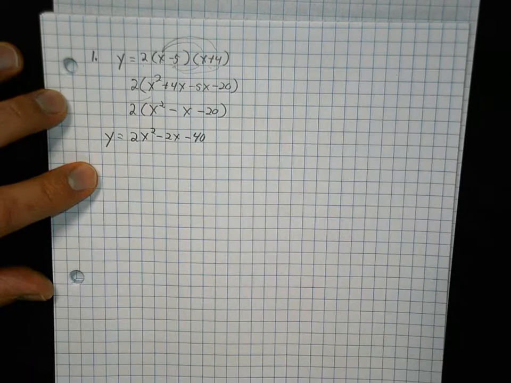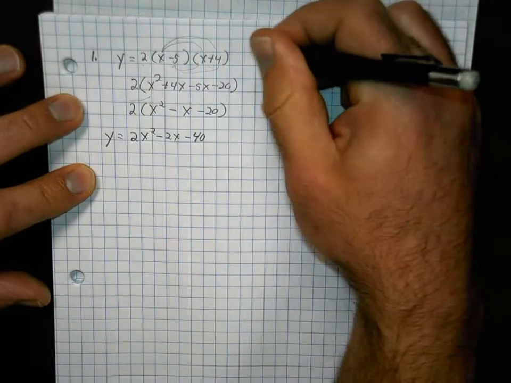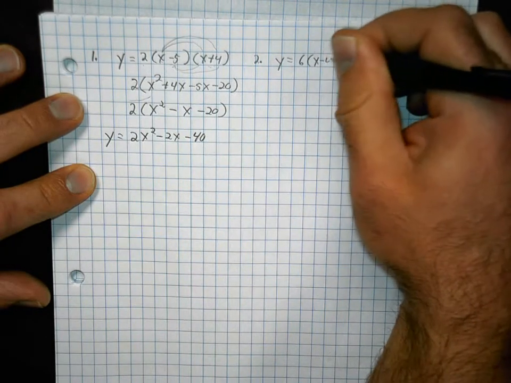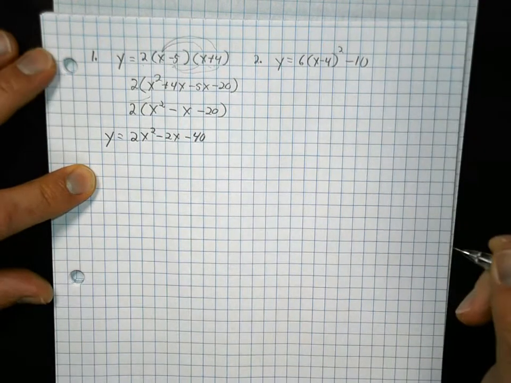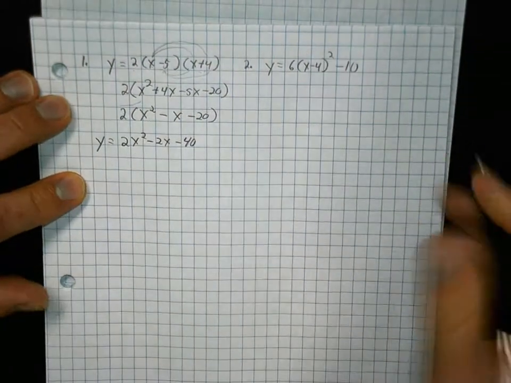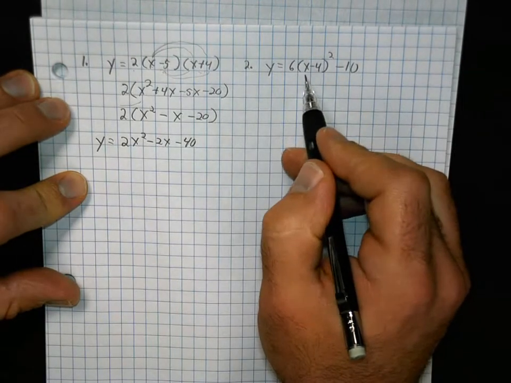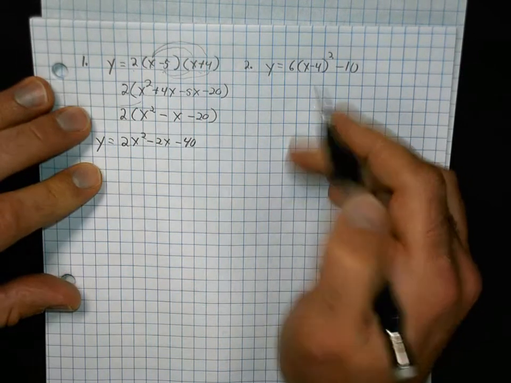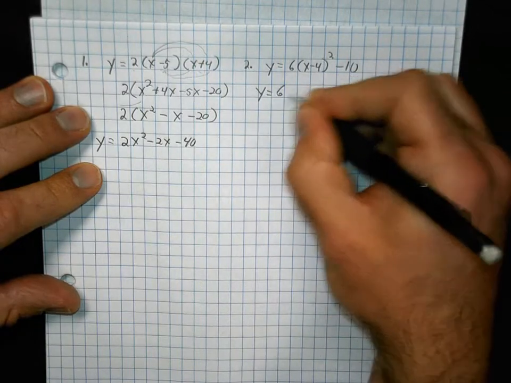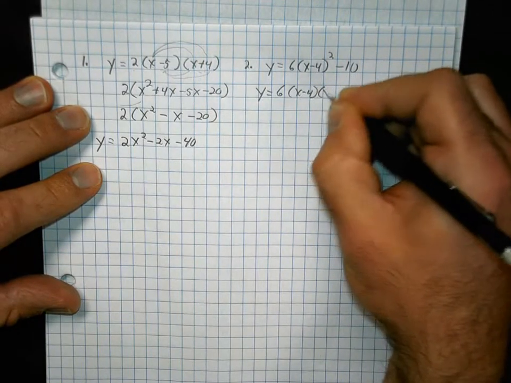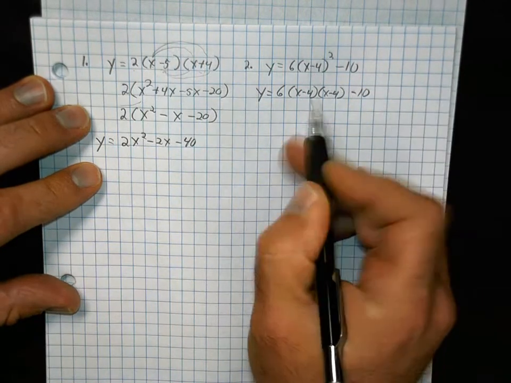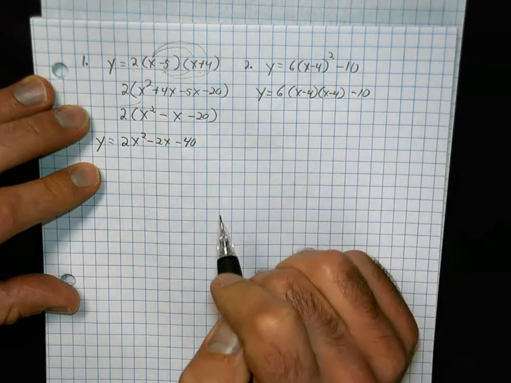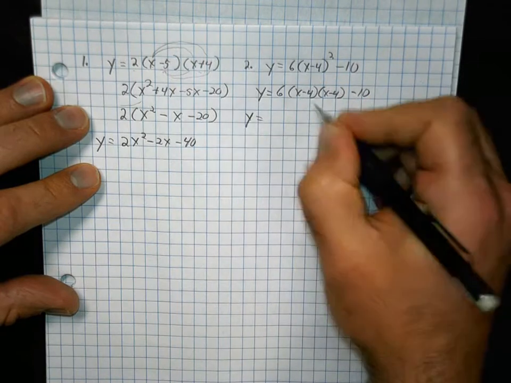What if I start in vertex form and I want to go into standard form? Now we have to be careful. We have to follow our order of operations. We have to square first. When I square x minus 4, squaring is multiplying by itself. So I could rewrite this as 6 times x minus 4, another x minus 4, minus 10. So I could multiply these together first, then distribute the 6, and then subtract 10. That's the order here. So let's multiply these first.